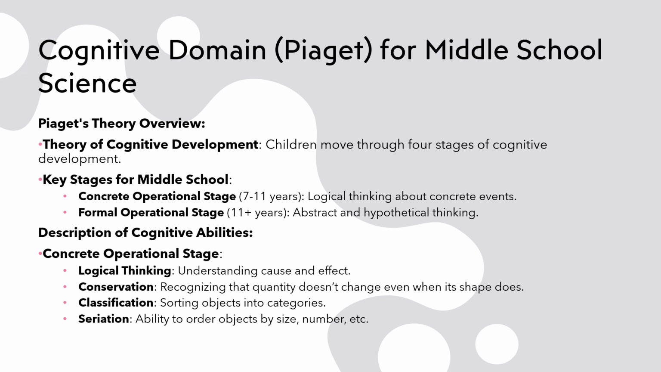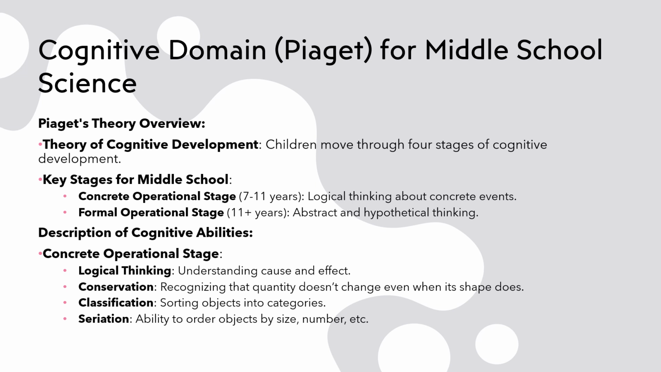Next, we have the cognitive domain according to Piaget for middle school science. So the Piaget theory overview is a theory of cognitive development, where children move through four stages of cognitive development. So we have the key stages for middle school: the concrete operational stage, which is the stage where the age ranges from 7 to 11 years old, so it's more critical thinking about concrete events in life. Then we have the formal operational stage, which is 11 and up, with abstract and hypothetical thinking.